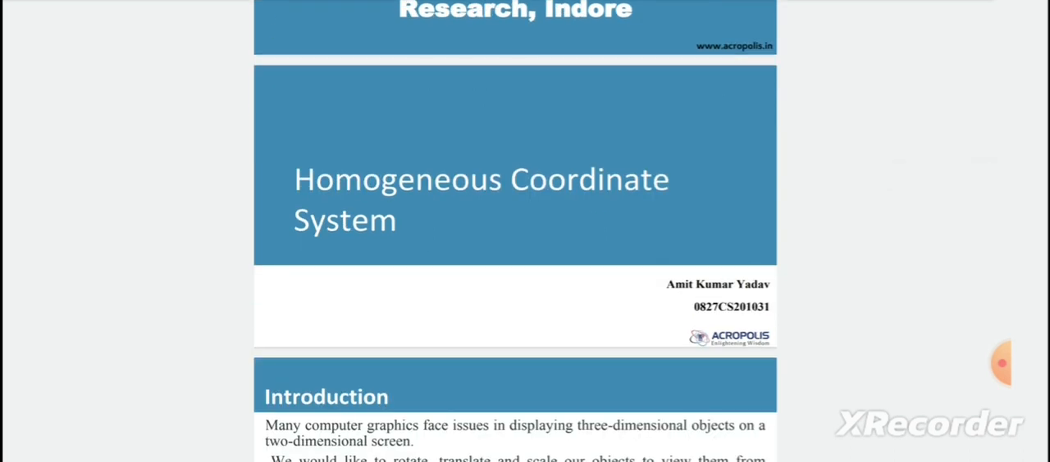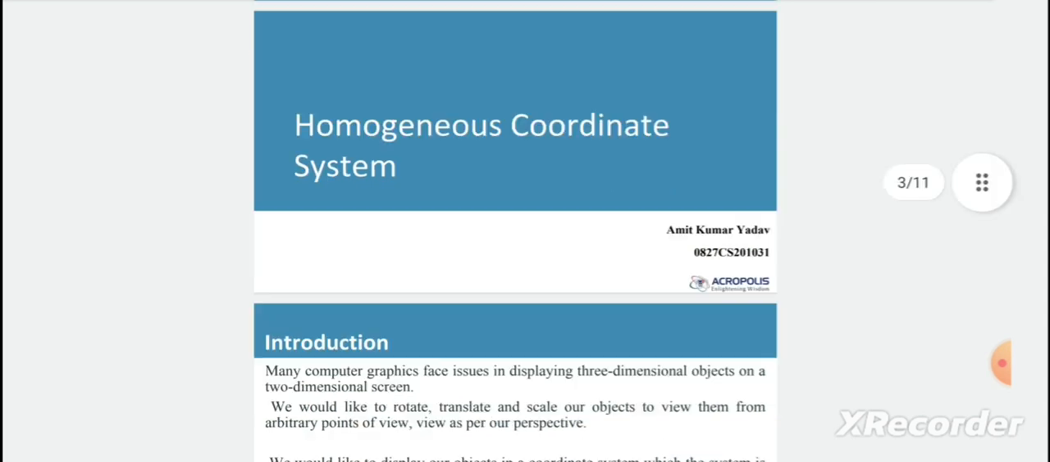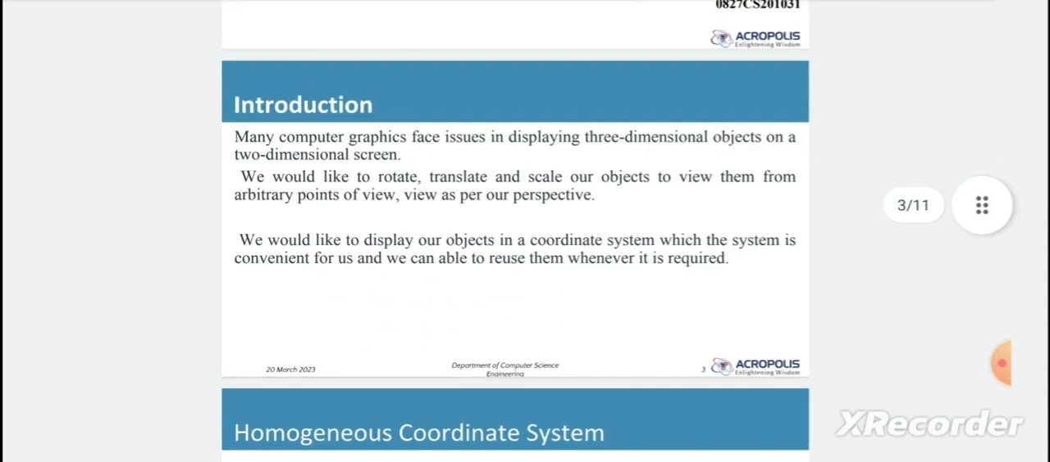I am here to explain to you about the homogeneous coordinate system. In computer graphics, we face many issues in displaying a three-dimensional object on a two-dimensional screen, because we have to rotate the images, translate them, and also scale our objects to view them from arbitrary points.